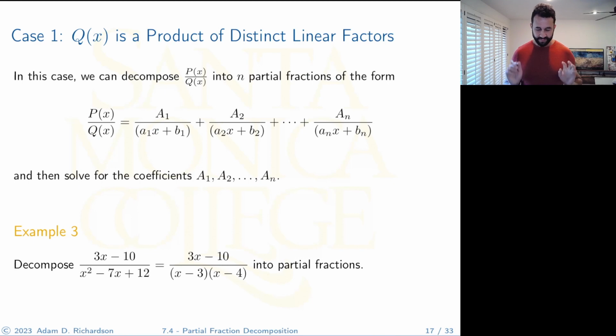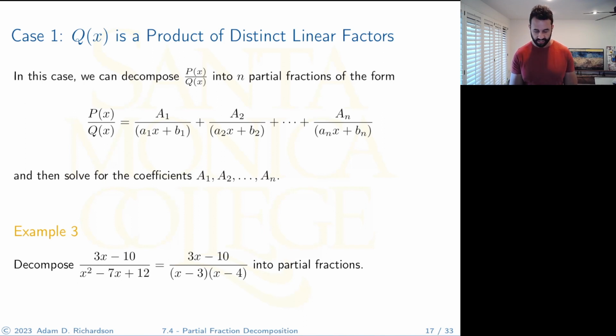All right. In this case, we're doing case number 1. So case number 1 means that our denominator q of x can be factored into distinct linear factors. Remember, linear factors are factors that have the structure of a line, like mx plus b. So if you have this situation, then we're going to rewrite our rational function as a sum of fractions of this form.